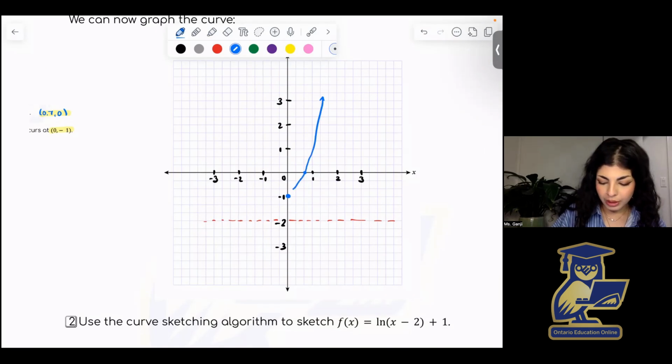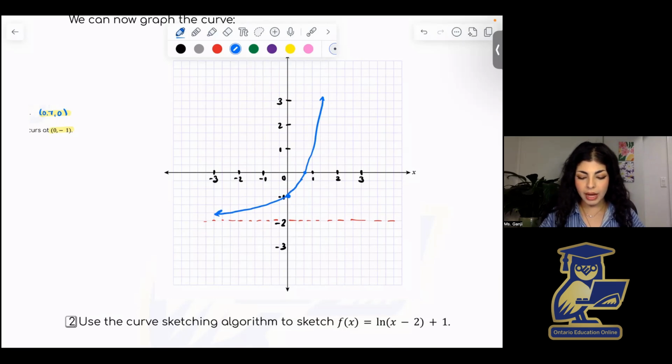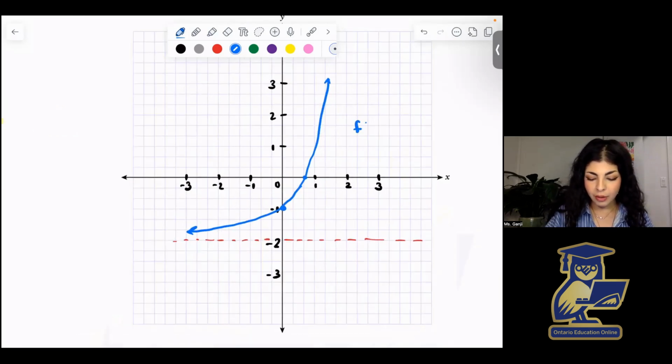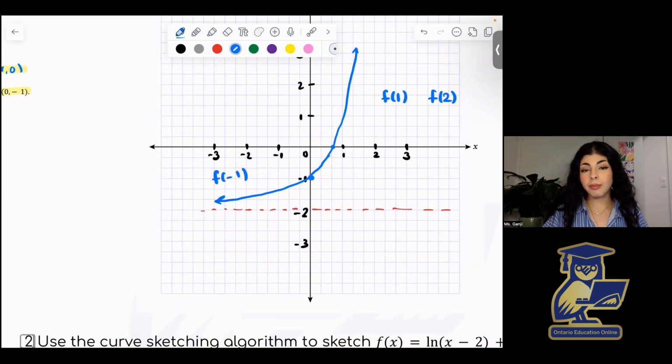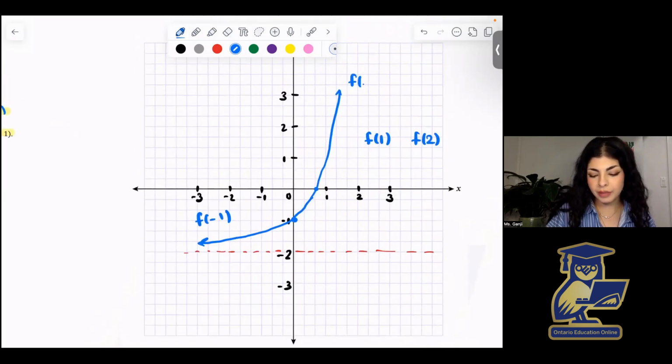If you really want to get a more precise point, you can always find f of 1, for example, or even f of 2, and then you can find f of -1 from this side. So then you have 5 points, and you should be able to get an even more exact sketch of your curve. But again, for curve sketching purposes, this is fine, and our work here is done. And then that is f of x.